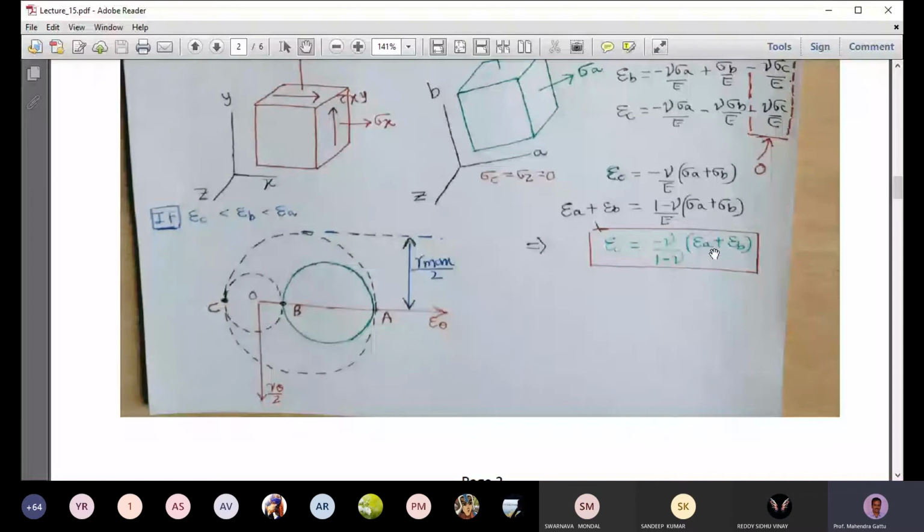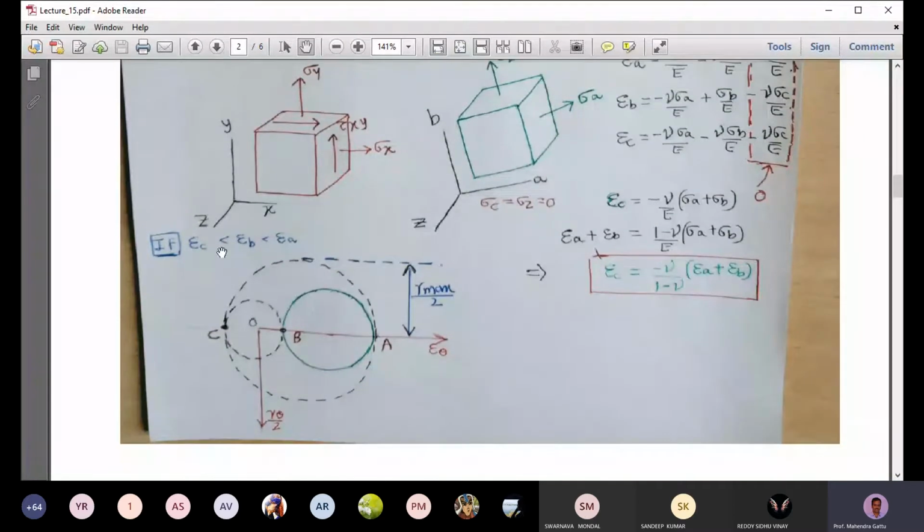So if both strains are tensile, that means there is an elongation both along A direction and along B direction, then in the C direction there will be a contraction. Or if both strains are, say, compression, that is, there is a shortening along A direction, shortening along B direction, then there will be a positive strain, that is the elongation, in the Z direction. So this formula we have here.